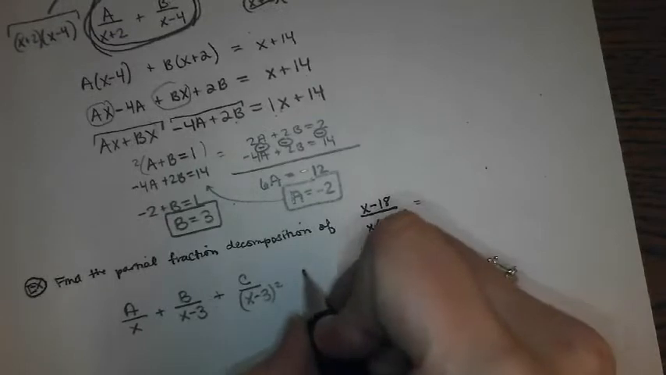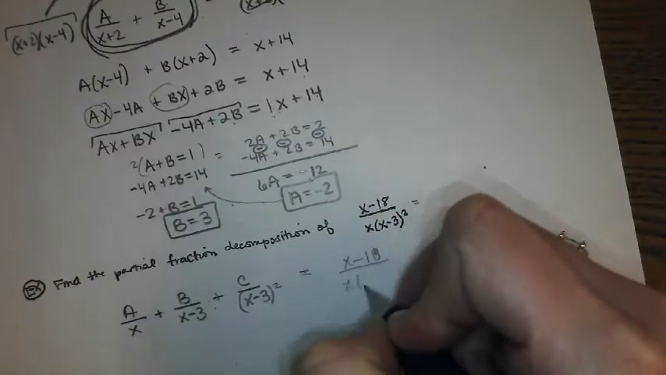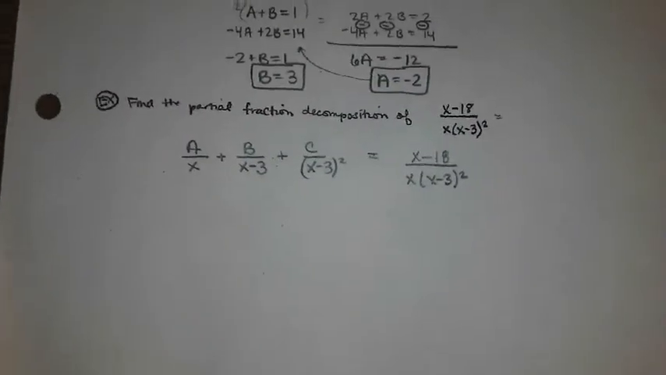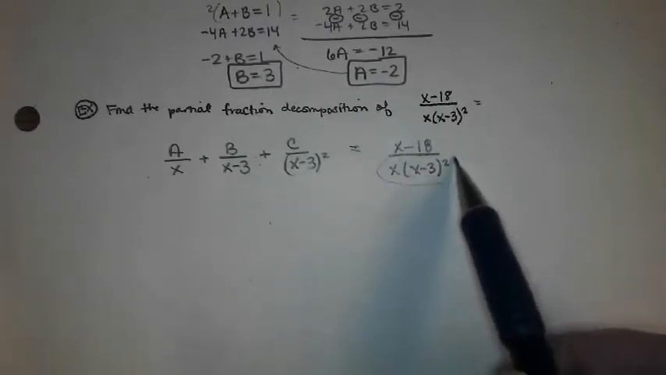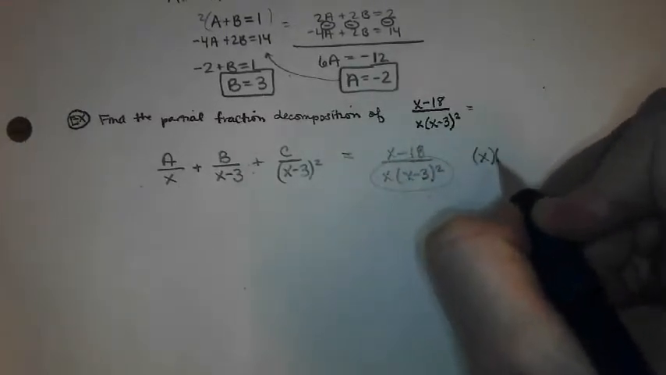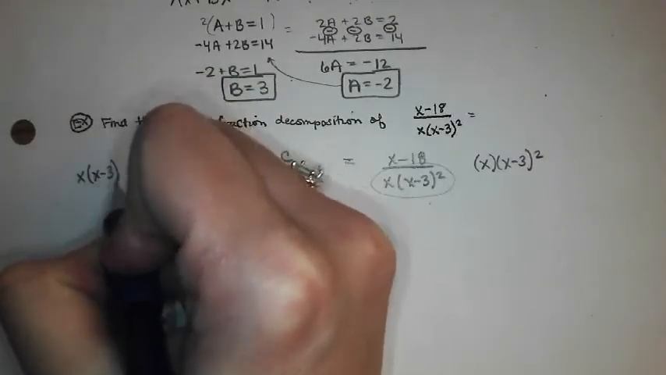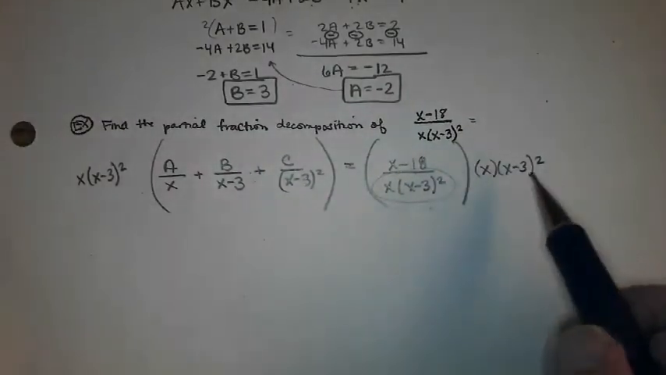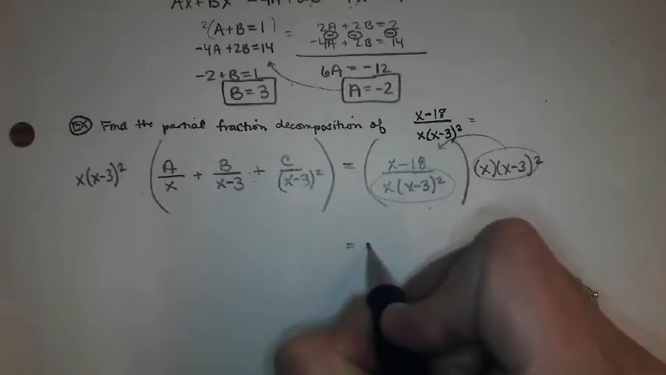So this all needs to equal x minus 18 over x minus 3 squared. So here is your least common denominator that you're going to be multiplying by on both sides. Obviously, on the right-hand side, when you multiply that, you just are left with x minus 18.